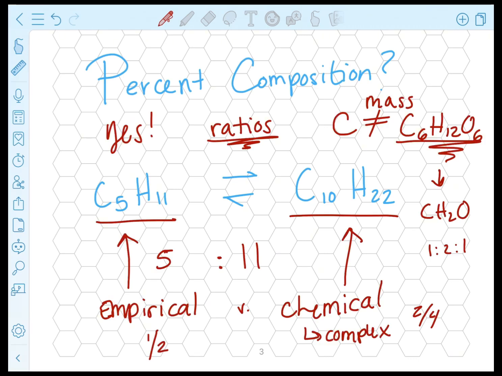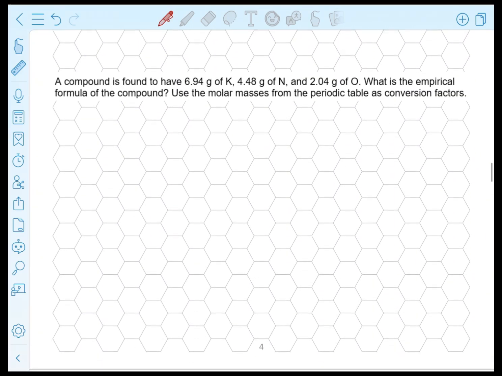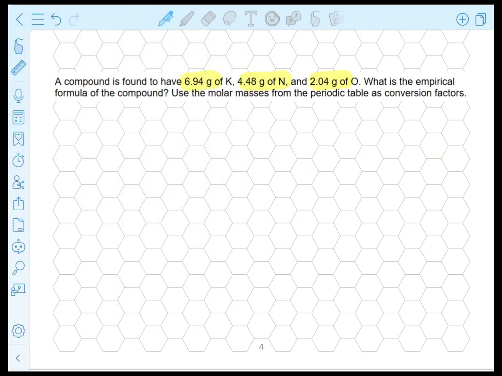So let's look at an example using these empirical formulas and how to solve for them. A compound is found to have 6.94 grams of potassium, 4.48 grams of nitrogen, and 2.04 grams of oxygen. What is the empirical formula of this compound? Use the molar masses from the periodic table as conversion factors.